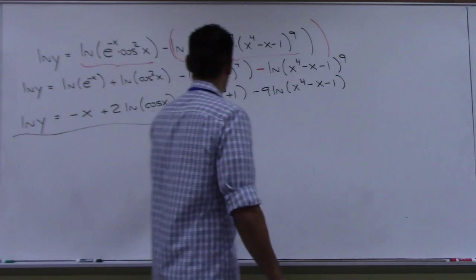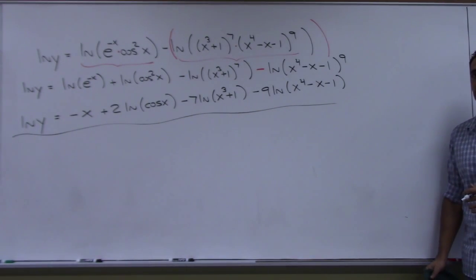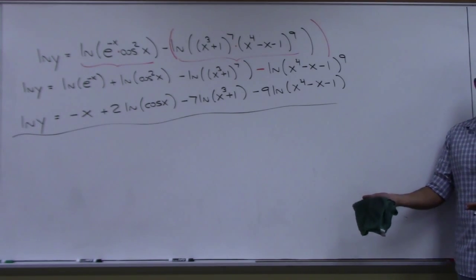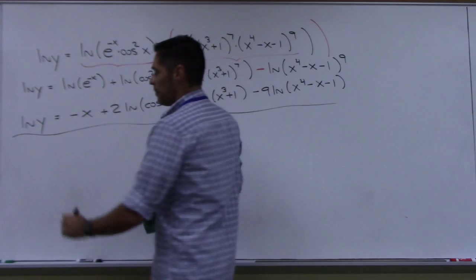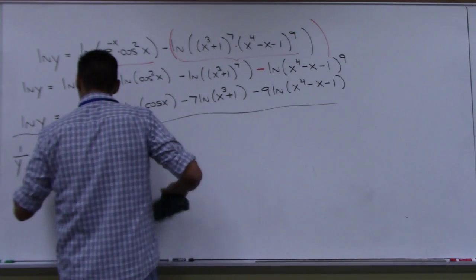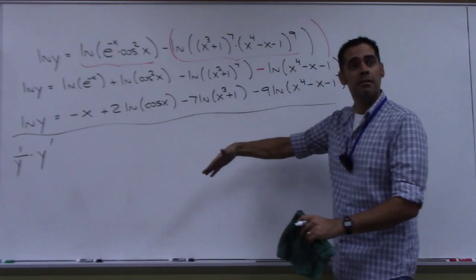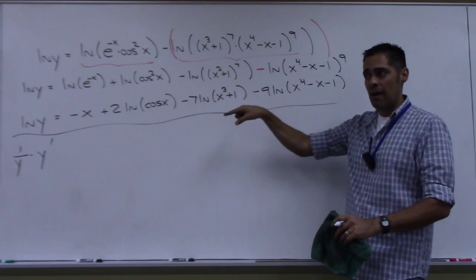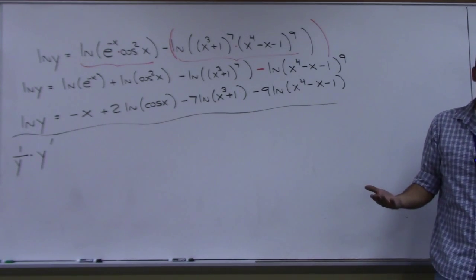But there is one issue. The left side of it is natural log of y, because we introduced that, didn't we? So when I take the derivative on the left side, what am I going to get? 1 over y, drum roll, y prime. 1 over y times the derivative of y, which is y prime. And that's what we're trying to solve for, right?